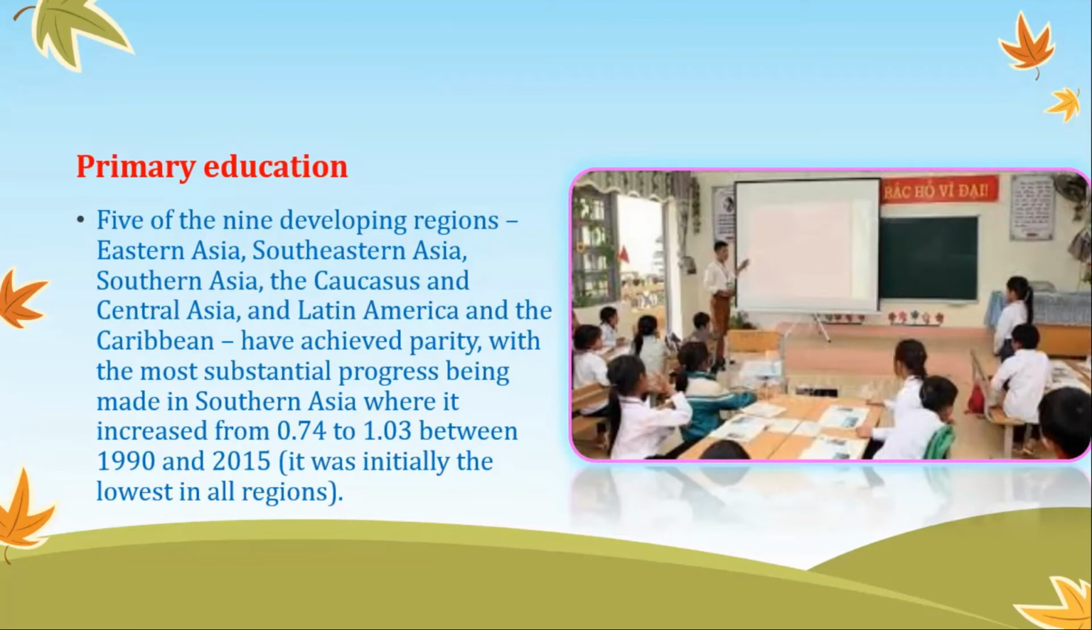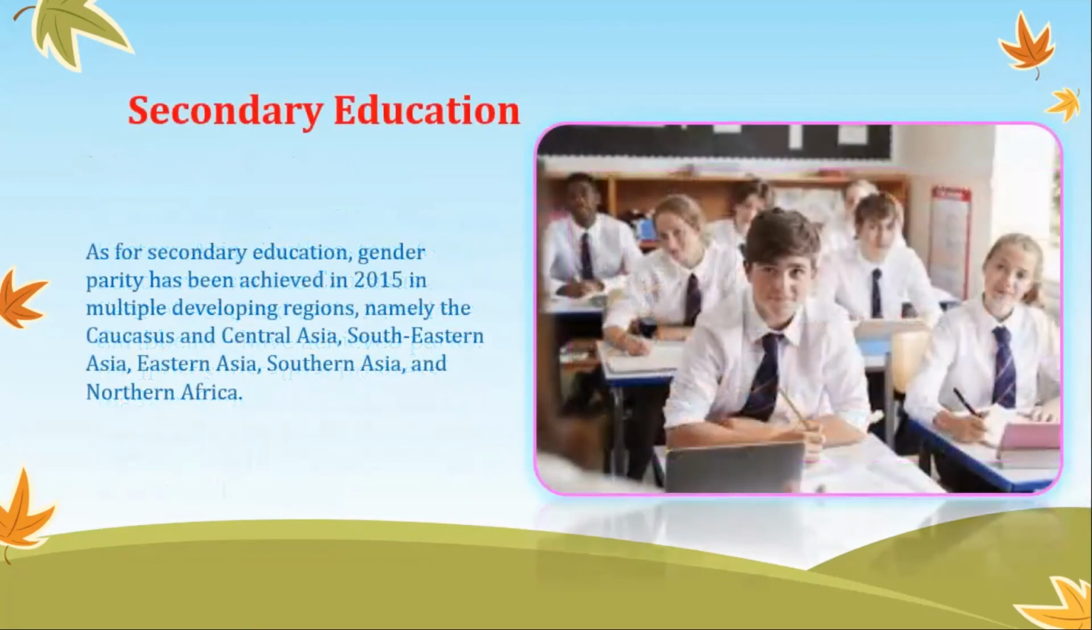So in primary education, 5 of 9 developing regions, Eastern Asia, Southeastern Asia, Southern Asia, the Caucasus, and Central Asia, and Latin America and the Caribbean have achieved parity, with the most substantial progress being made in Southern Asia, where it increased from 0.74 to 1.03 between 1990 and 2015. So in secondary education, gender parity has been achieved in 2015 in multiple developing regions, namely the Caucasus and Central Asia, Southeastern Asia, Eastern Asia, Southern Asia, and Northern Africa.